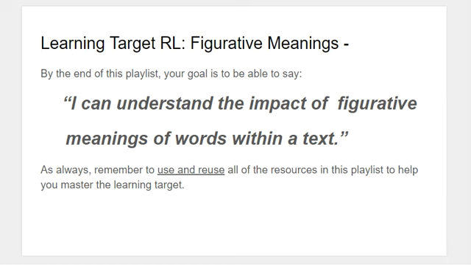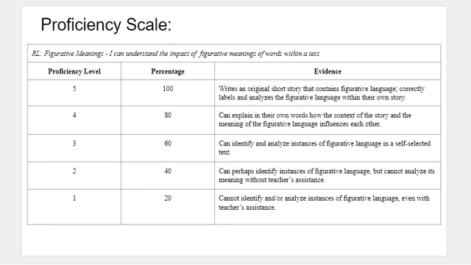Speaking of the assessment, how will you be graded? Here's your proficiency scale. Just going to start with a 3 because I'm hoping none of you are shooting for a 1 or a 2. A 3 is passing at 60%. This is where you can identify and analyze instances of figurative language in a self-selected text. Of course, you're always reading self-selected text through our independent reading time. So those are the texts where you're going to pull this out. So it's going to be a little different for everybody because everybody's reading different things.